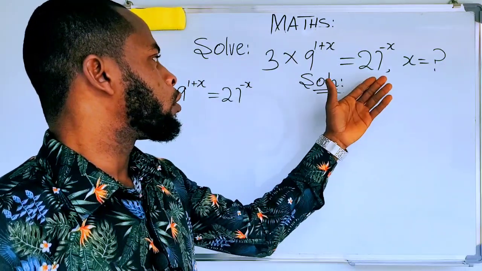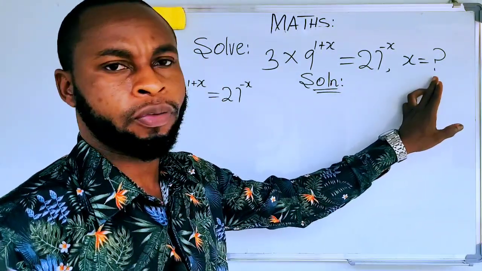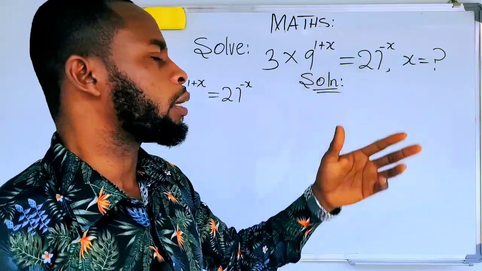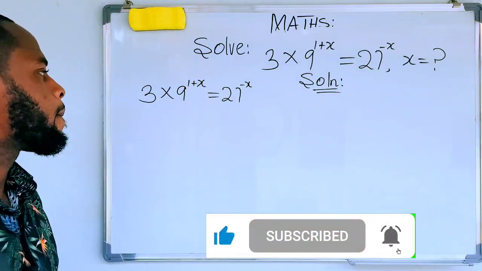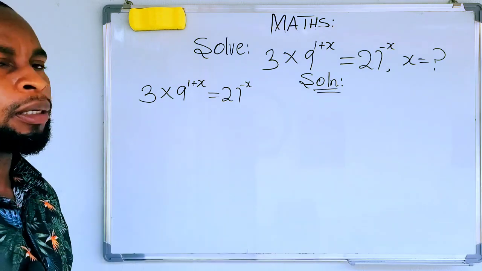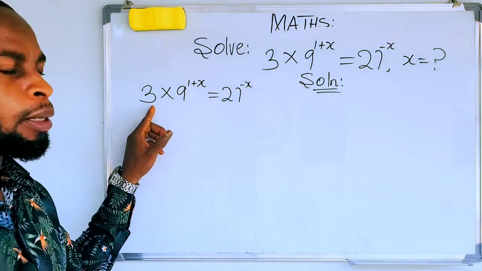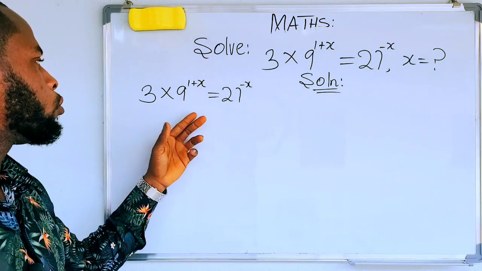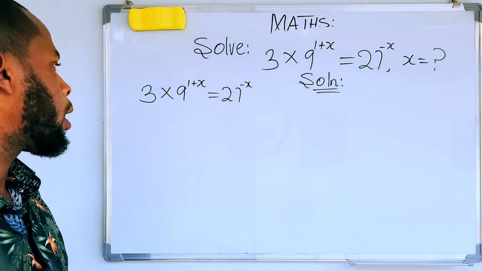We are to solve this equation here, and we have to find the value of x that will satisfy this equation here. Now, the first step to apply here, since we have a common base of 3, as such, we are going to express each term in this equation to base 3.